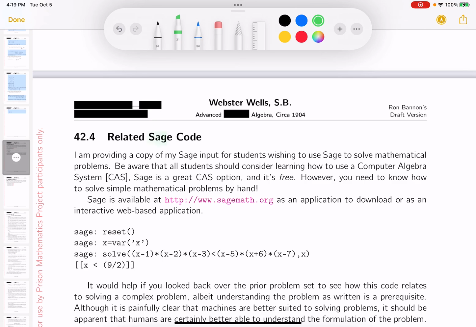All right, now where are we now? We're at this SAGE business. What's SAGE? SAGE is a computer algebra system, or a CAS. It's free. It's open source. Go to this website over here. You can download the software or use the interactive web-based application.